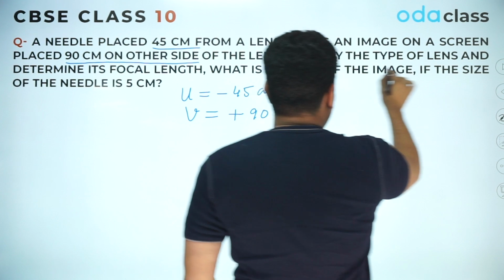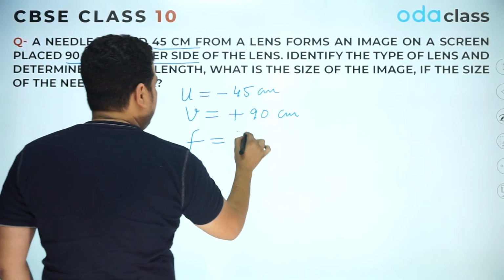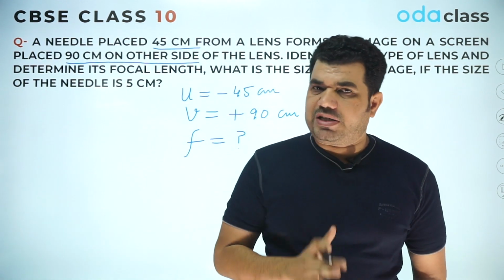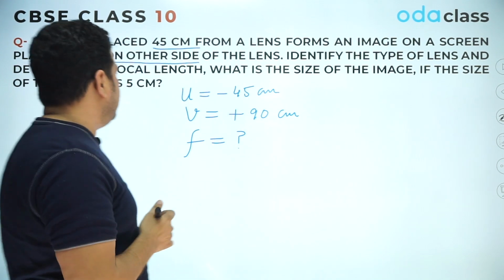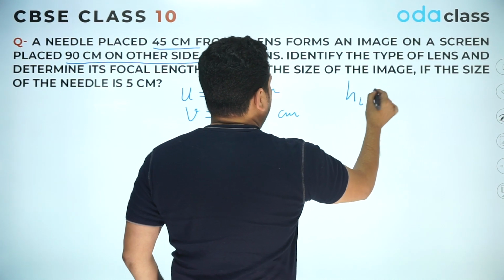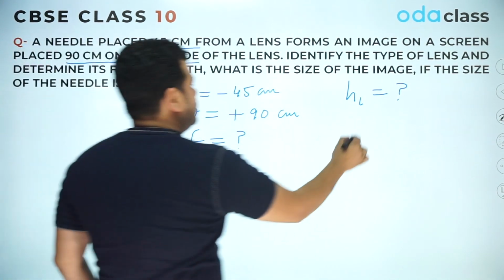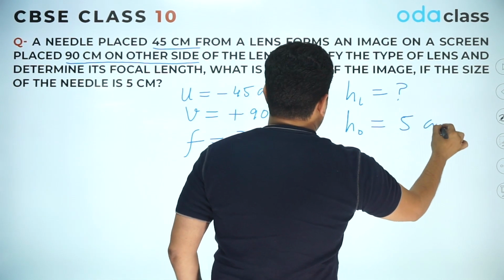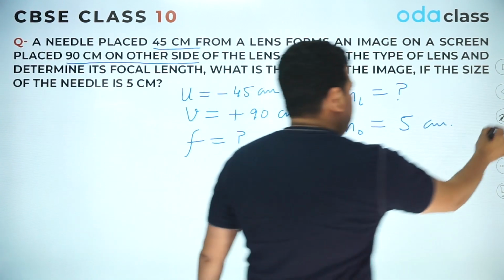And now identify the type of lens. For the type of lens, first we have to find the focal length. If it is positive, then it is a convex lens. If it is negative, then it is a concave lens. And after that, what is the size of the image? You also have to find the height of the image. If the size of the needle is 5 centimeter, it means the object size is given as 5 centimeter. Okay, so let's solve this question.